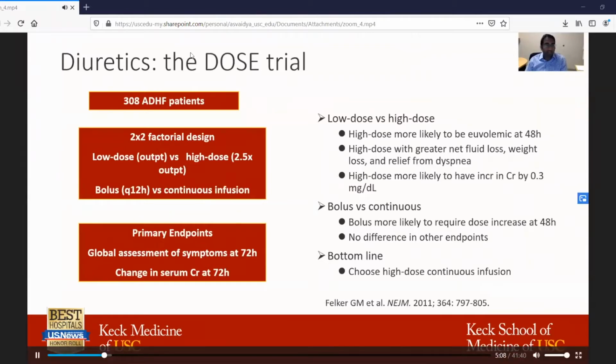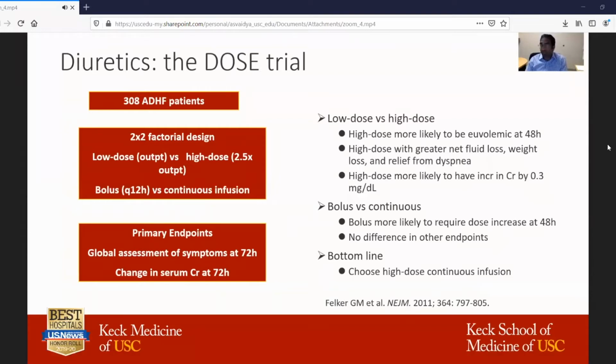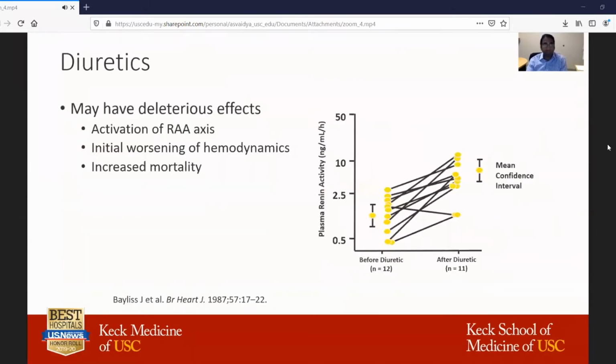So, with that being said, the takeaway from this is that you can safely choose a high dose continuous infusion, but at the minimum, making sure that you're hitting patients with the higher dose diuretics. But diuretics don't come without any negative effects.